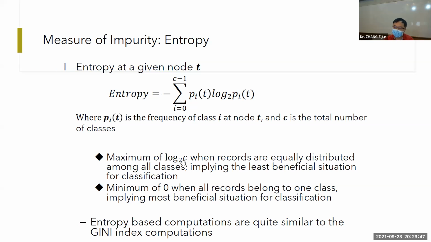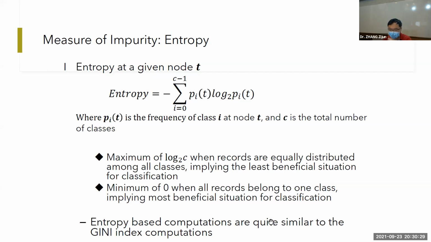For entropy, the maximum is log 2 C, reached when the records are equally distributed among all classes, implying the least beneficial situation for classification. That means the most impure case results in entropy equal to log 2 C. The best, purely separated case results in entropy equal to 0. If entropy equals 0, it is very pure, and all records belong to one class, implying the most beneficial situation for classification.